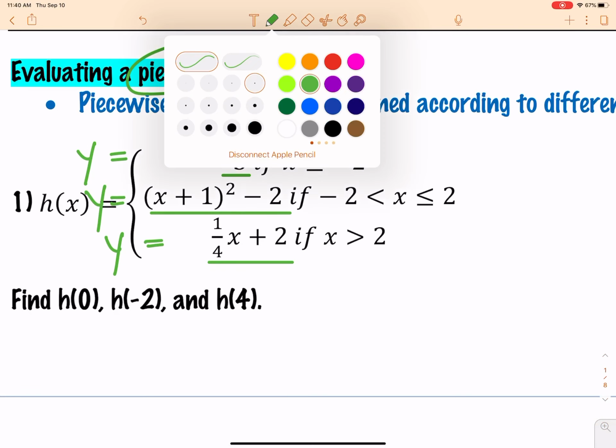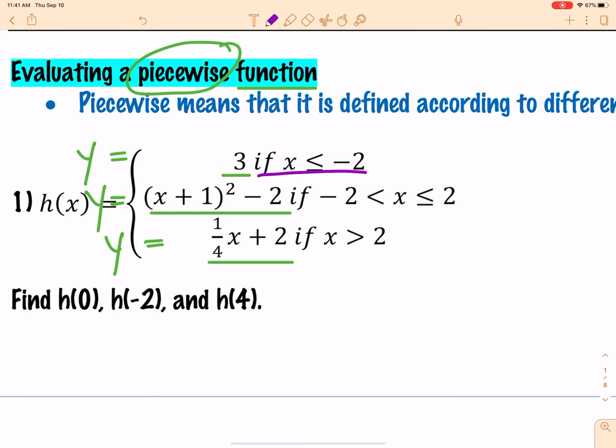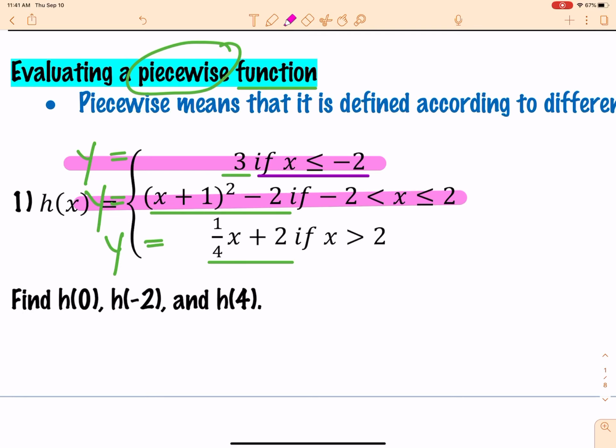And then what these little parts mean is the boundary they're on. So for example, for number 1, it's going to be y equals 3 for numbers that are less than or equal to -2. And then the second one is this parabola equation only in between numbers -2 and +2. Same thing with this one. So this is this line for numbers that are greater than 2.